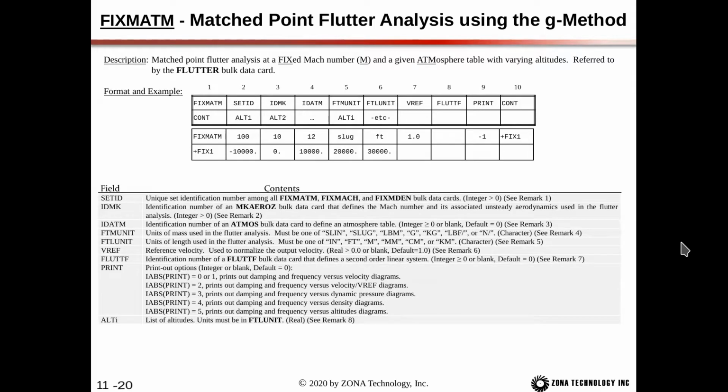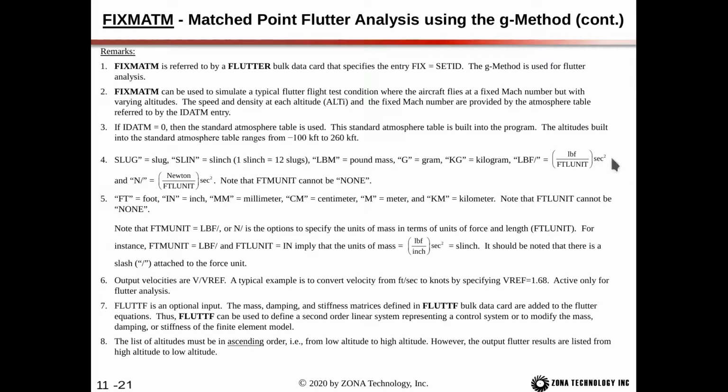So for example, if you have a hot day or cold day that you want to define, or even if you want to do a Flutter analysis on Mars, you can define your own atmosphere table to represent that. And then our open-ended input is just the list of altitudes. Unlike the other fixed cards, the dynamic pressures start high and go low. So we start at the lowest altitude and then increase altitudes. And the altitudes are in FTL unit. And we don't need to go over any of that.